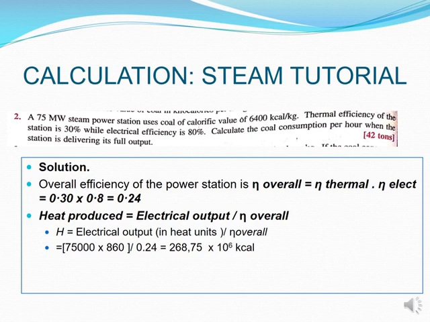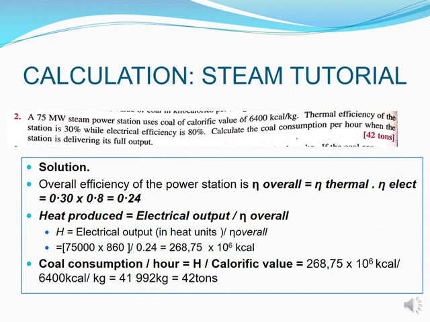So I multiply that by the 860, and then I divide that by my overall efficiency. And that gives me this 268.75 times 10 to the 6 kilocalories.